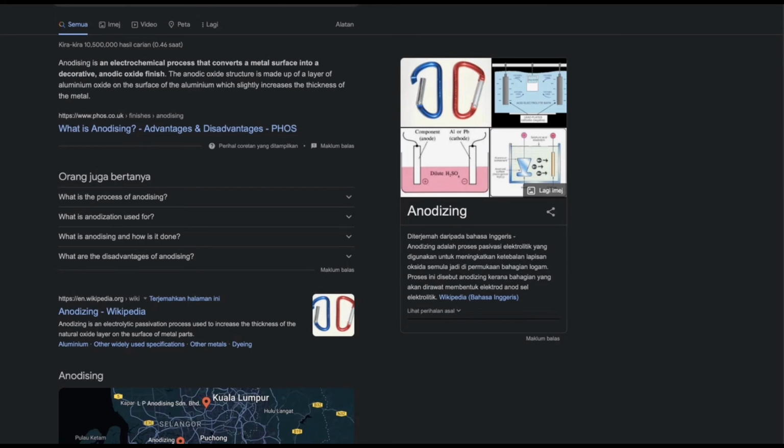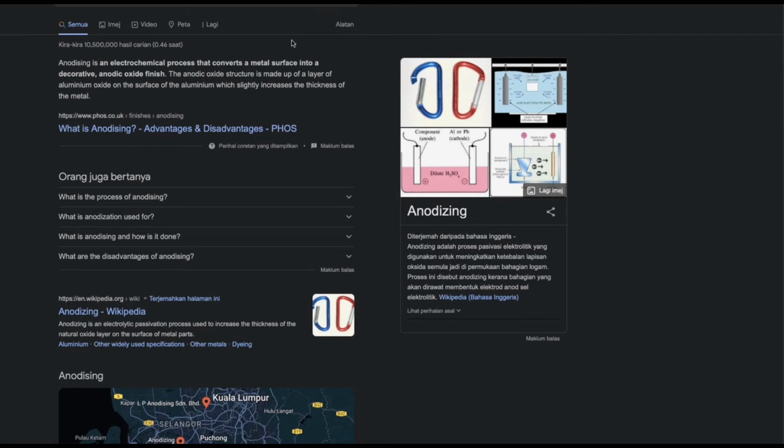Okay, so is it like purification? Purification is a little bit different because what happened is the pure metal will stick to the cathode. Anodizing is where the aluminum oxide layer is added to the anode.